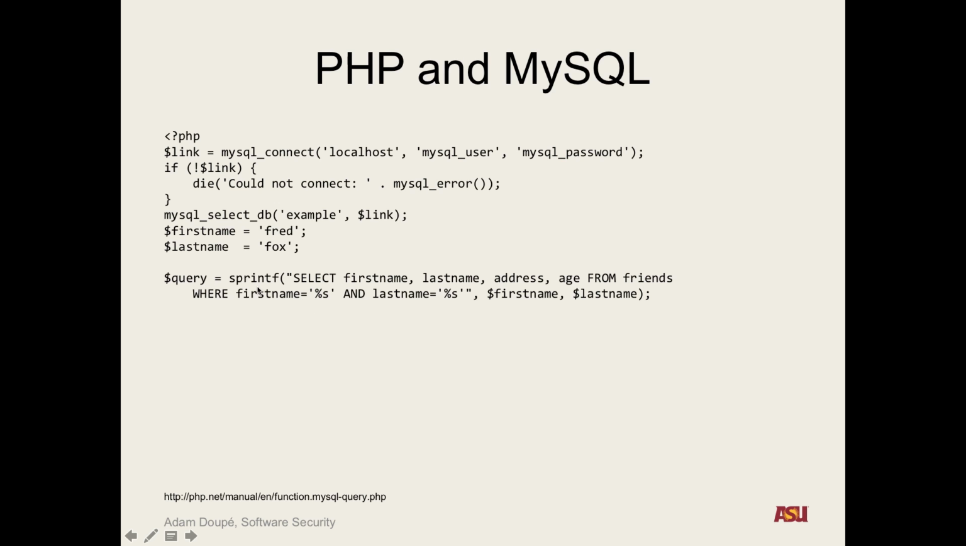Then you do a query by doing an sprintf. We're going to select first, last name, address, age from friends, where first name is single quote %s and last name is single quote %s and single quote first name, last name. So what's sprintf doing?